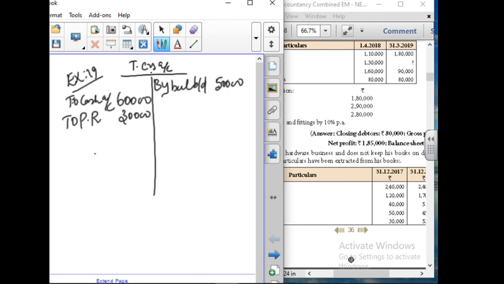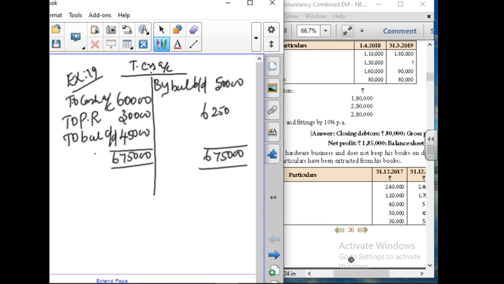Next, closing balance carried on. Since it is a creditors account, opening balance will be under the credit side, closing balance will be under the debit side, 45,000. So your total debit side is here, 6,75,000. For this we are tallying with the credit side, 6,75,000. Your balancing figure, 6,25,000, is nothing but the to purchase.